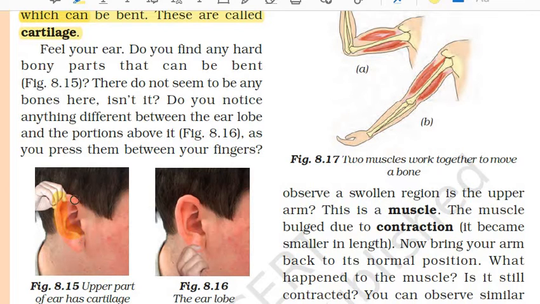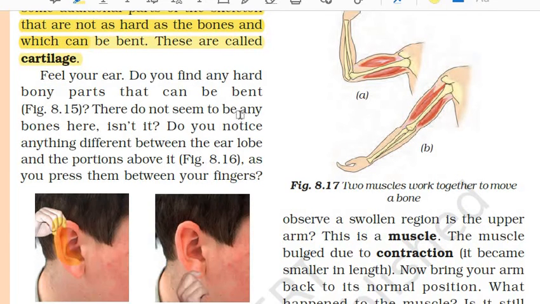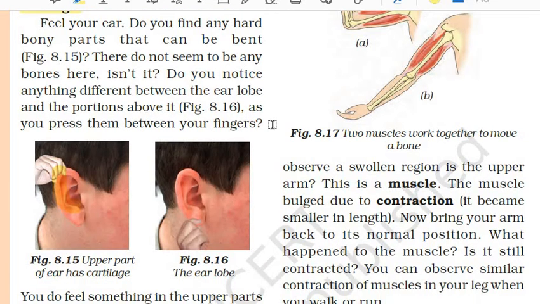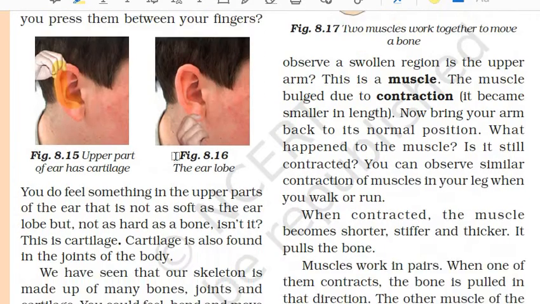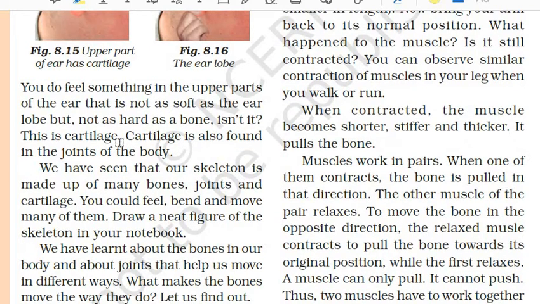If you touch this part of the ear, you will see that it's a little bit hard, but not as hard as the bones. Feel your ear. Do you find any hard bony parts that can be bent? There doesn't seem to be any bones here, isn't it? Do you notice anything different between the ear lobe and the portion above it? As you press them between the fingers, you do feel something in the upper part of the ear that is not as soft as the ear lobe, but not as hard as bone, isn't it? So this is cartilage.